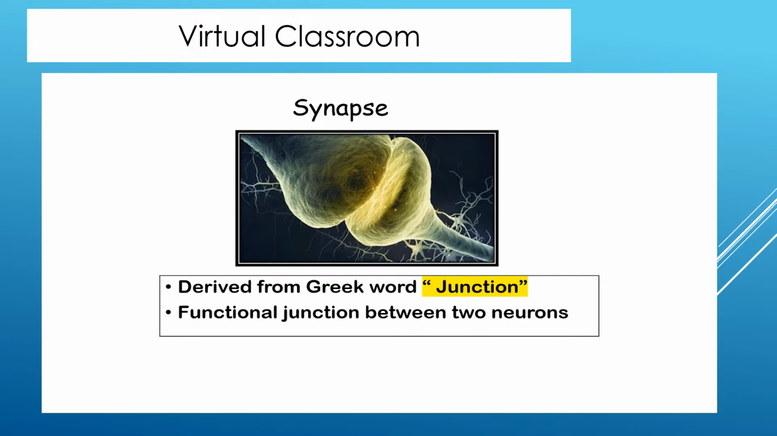The word synapse is taken from the Greek word which means a junction, and since we know that there is no anatomical connection or continuity between the different neurons, they are functionally connected.